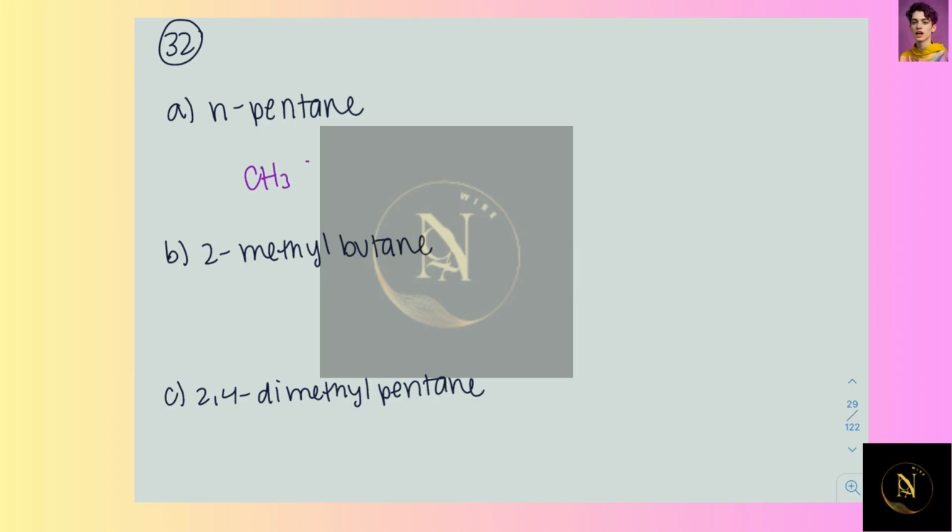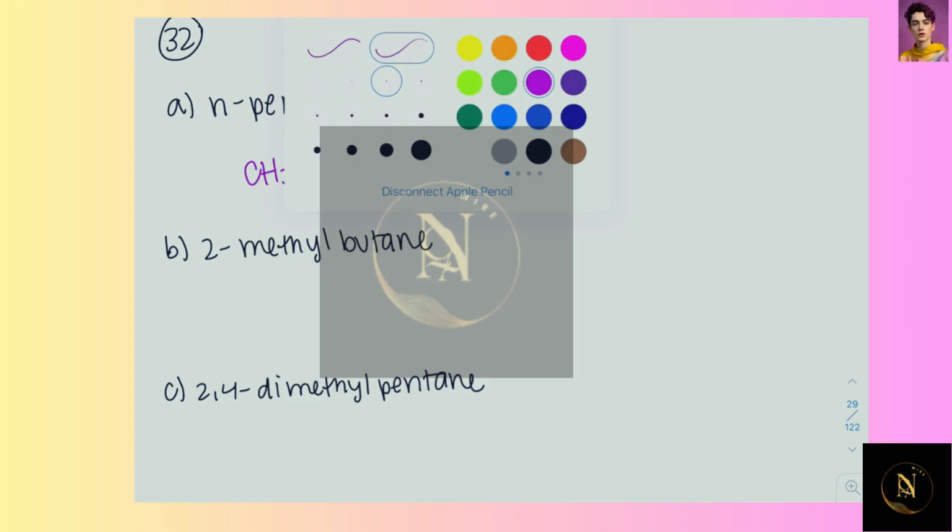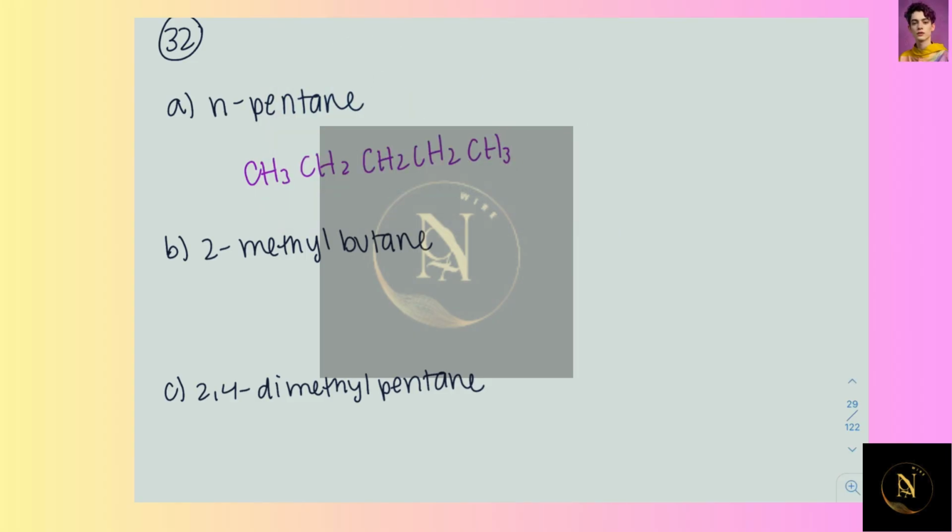So starting with letter A, n-pentane. N just means straight chain. So n-pentane looks like this. These two carbons on the end here, these are both CH3s. These are identical, so only one of them is going to count as a unique spot to put a chlorine. So there's one possibility right there.